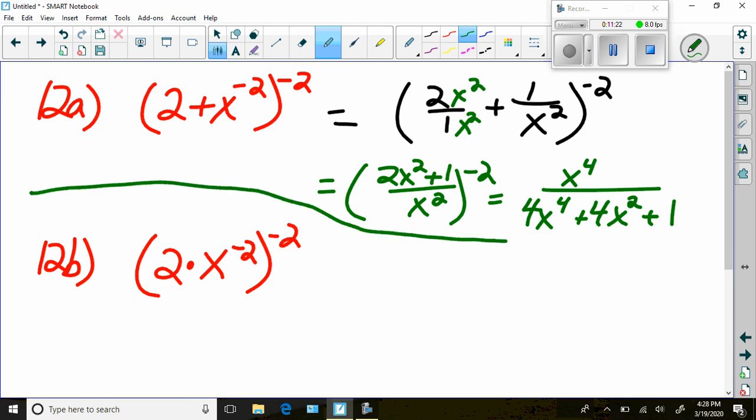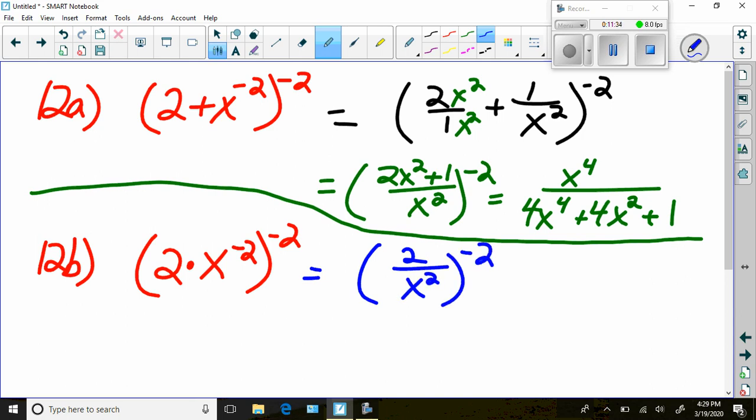And finally, this is e-learning at its best. This would be 2 over x squared to the negative 2. So that means flip it and square it. So it'd be x to the 4th over 4. Ta-da!